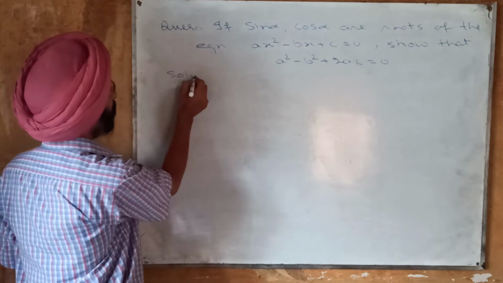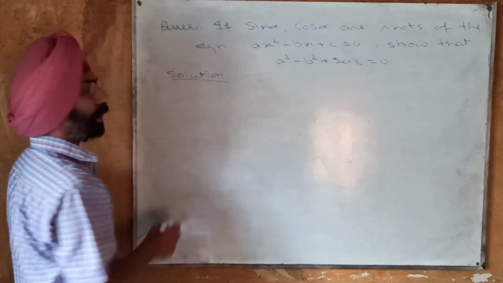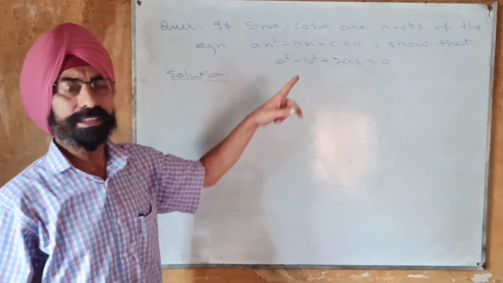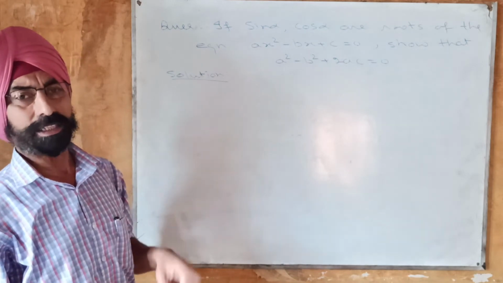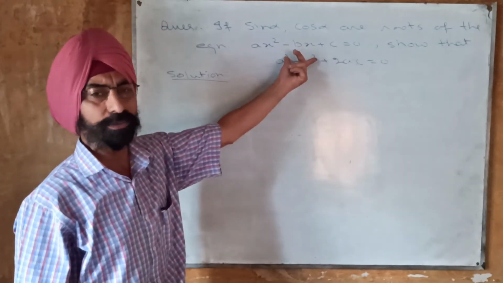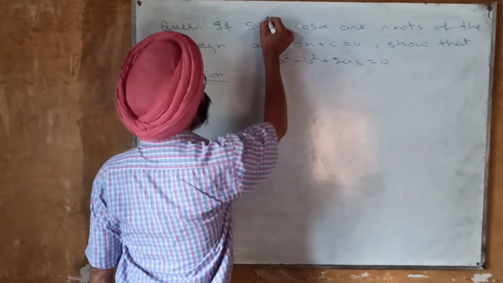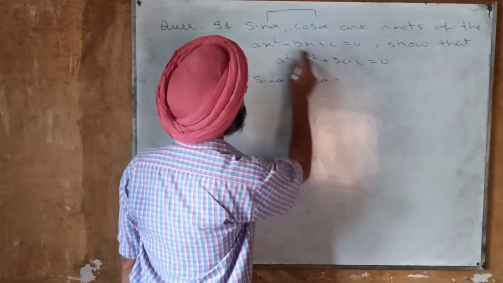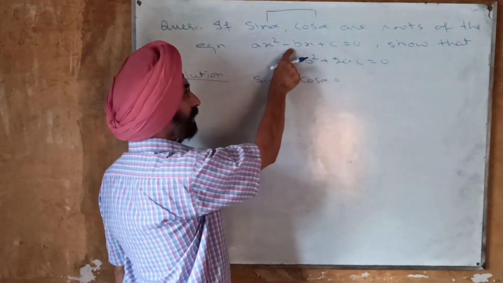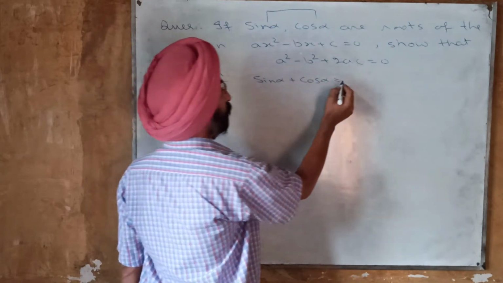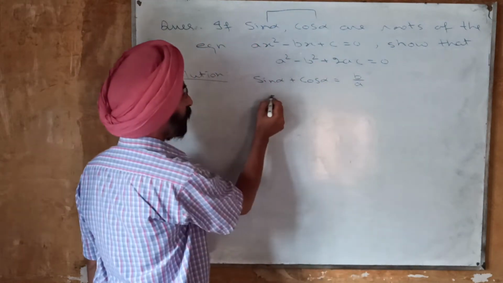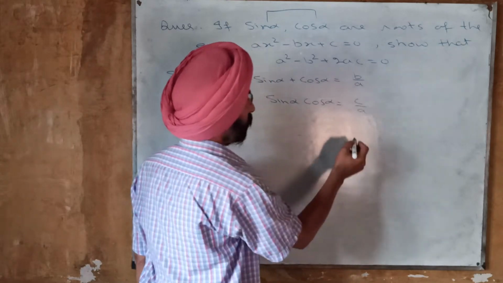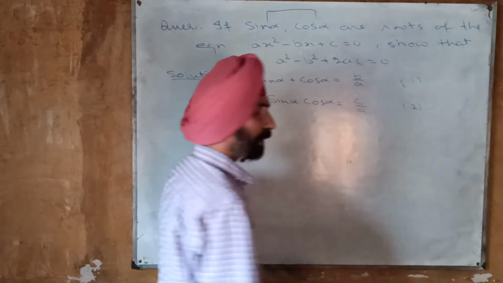Solution. Once again, what we are given, we have to concentrate on that. Sin alpha and cos alpha are the roots of this equation. And we know that the sum of the roots is minus b upon a, the product of the roots is c upon a, because it is a quadratic equation. So the sum of these two roots, sin alpha plus cos alpha, is minus b upon a, but here one minus is already there, so it will become b upon a. And the product of the roots, sin alpha into cos alpha, will be c upon a. So let it be equation number 1 and equation number 2.